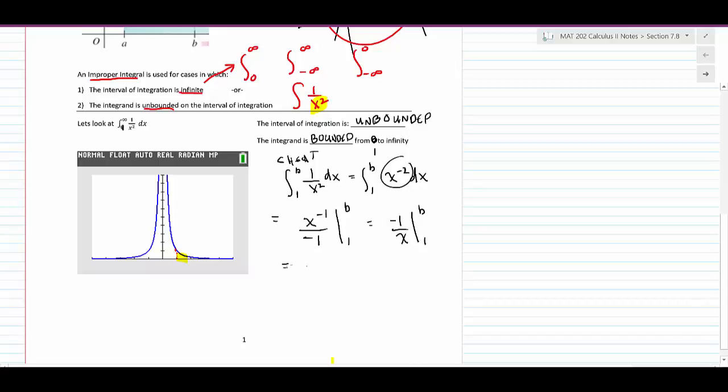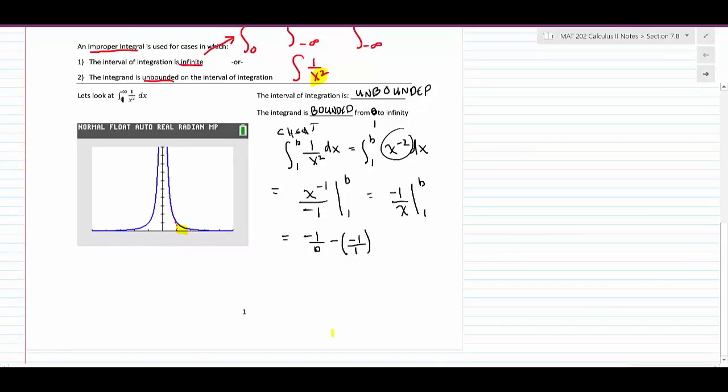So when we do this, we're going to have negative 1 over b minus negative 1 over 1. You can do it this way if you want to, or you can just factor the negative out. So what I'm doing is just evaluating the upper limit b, and then the lower limit. Let's simplify that. That's negative 1 over b plus 1. That's the antiderivative, evaluated from 1 to b, with b just being an arbitrary number.